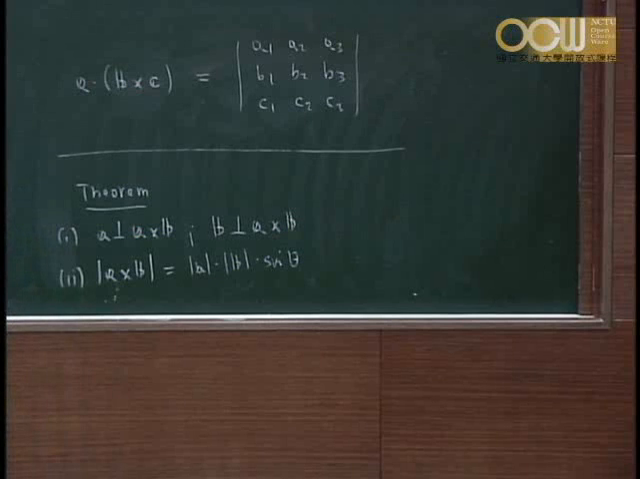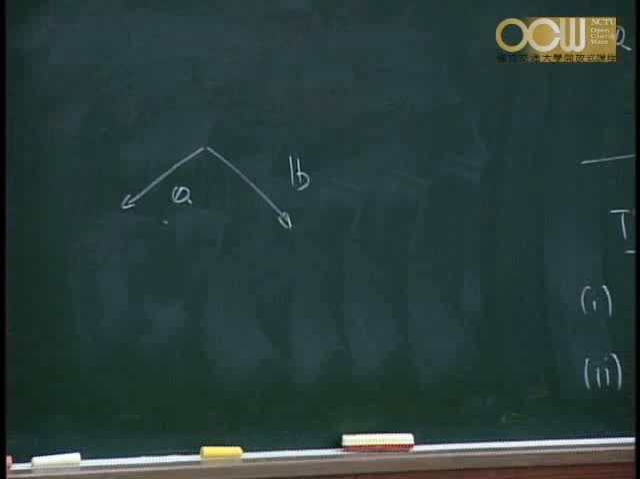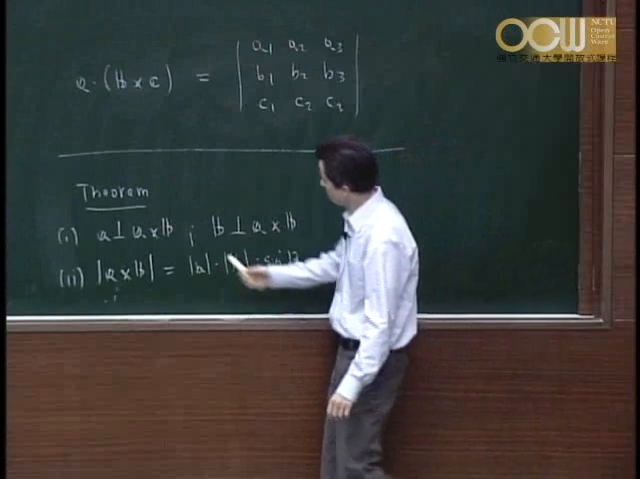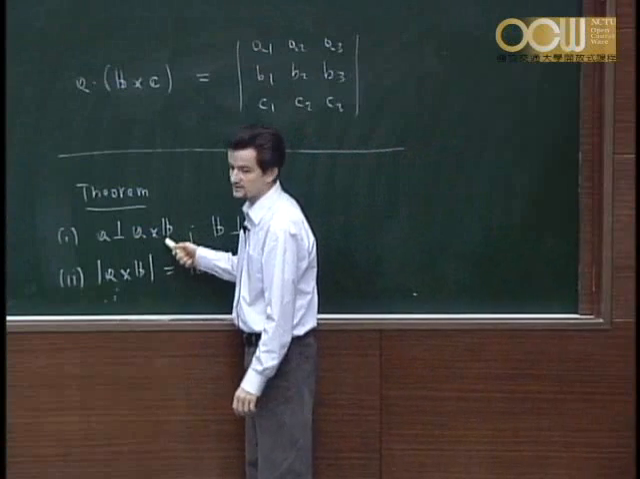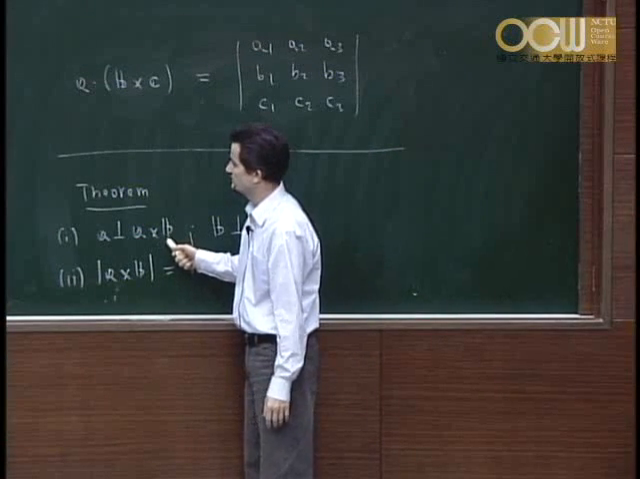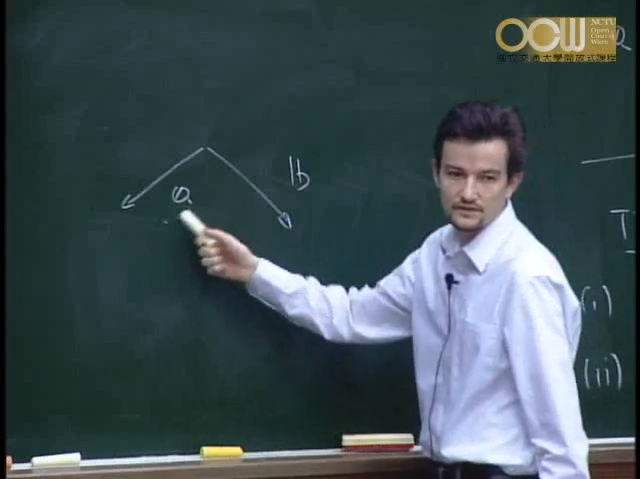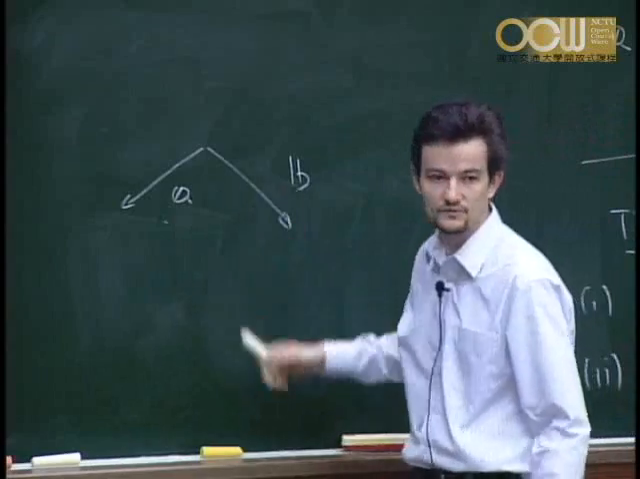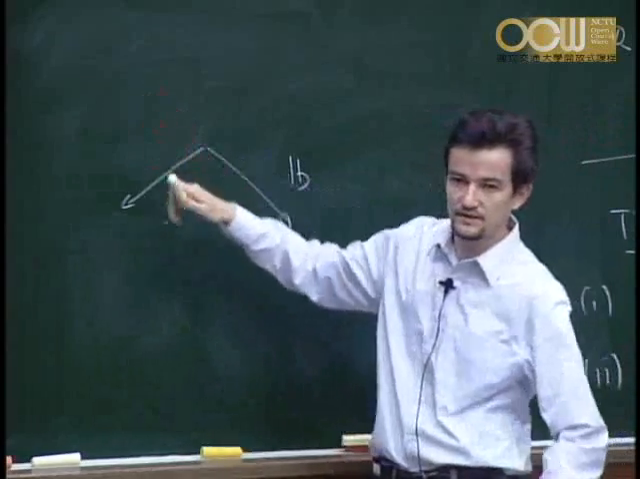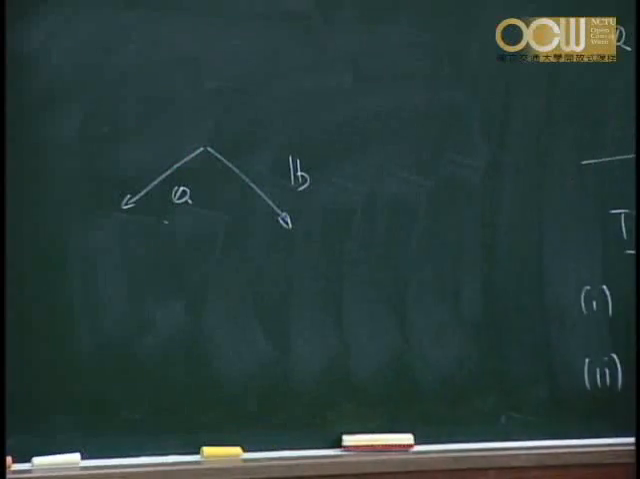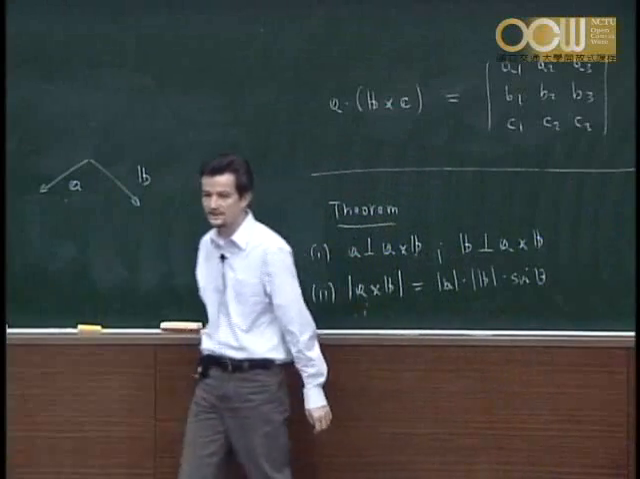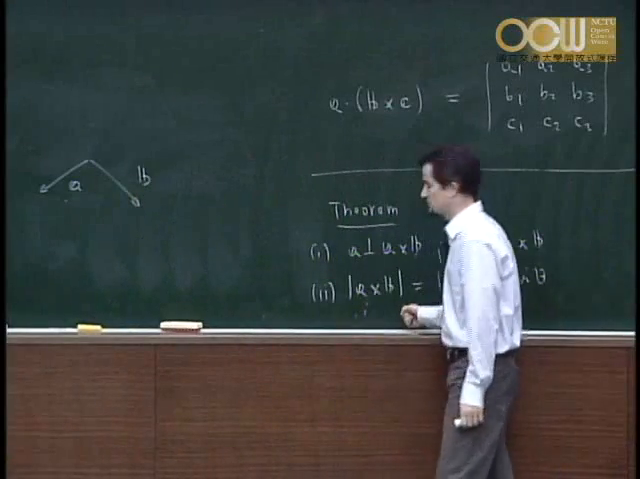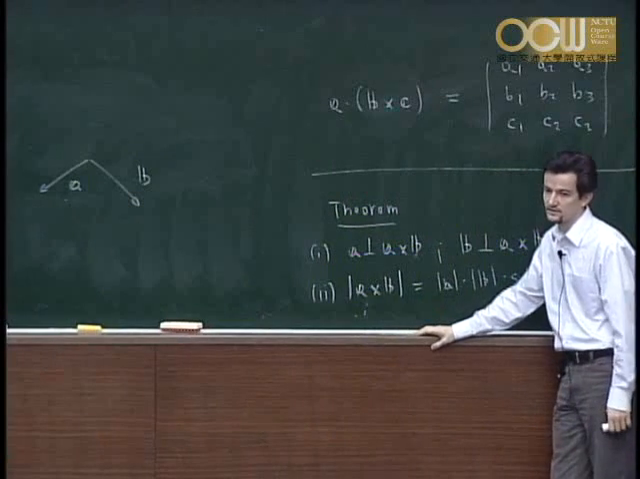So we have here A, we have here B. And we know from this property that the cross product, the new vector which we are interested in, is orthogonal to both A and B. So it must be orthogonal to the plane which is spanned by A and B. A and B span a plane, and the cross product of A and B must be orthogonal to this plane. And this here tells you something about the length of the cross product.